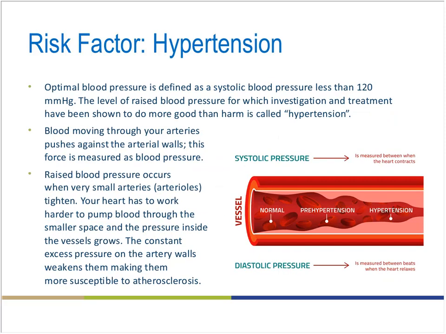The second risk factor is hypertension. So hypertension is defined as when your systolic blood pressure is above 120. So that's a good optimal blood pressure, and that's a new number that came out not too long ago. So when your vessels actually get blocked, your heart has to work harder, and when they're pumping the blood through that smaller space, it creates pressure. That pressure on the artery walls weakens them, and this makes that area more susceptible to atherosclerosis. So that's why hypertension is one of the things through diet we want to try to prevent.